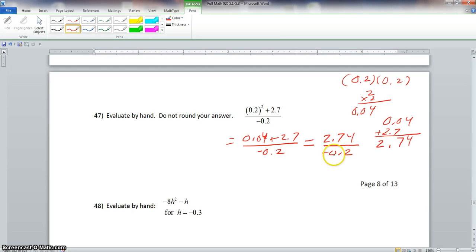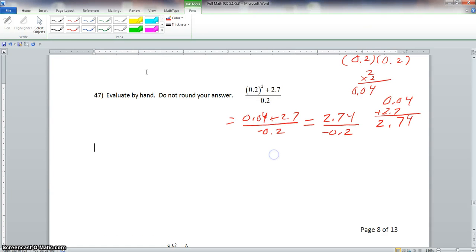Now we know a positive divided by a negative is going to give us a negative. So what we could do is this. We will set this up. Now I'm going to have to do something that I normally don't do. I am going to push this down here a little bit so that we will have enough room.